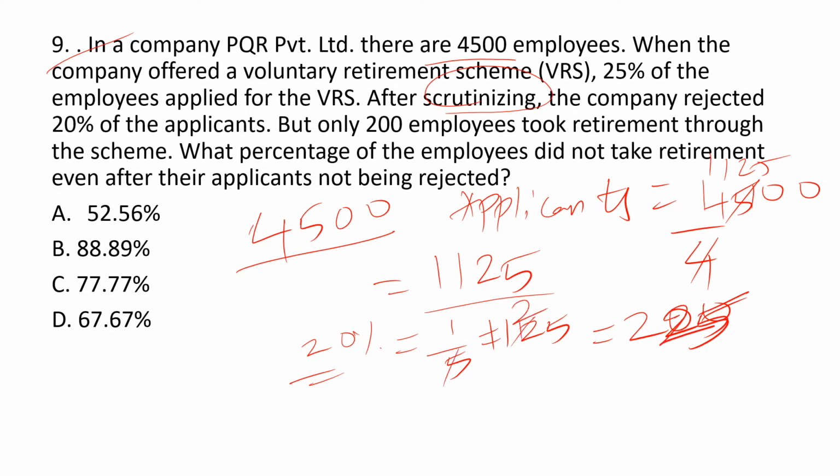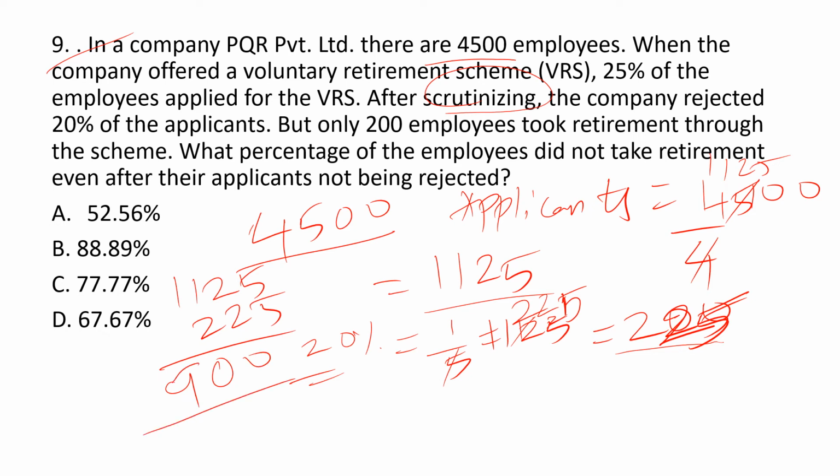5 fives are 25. Yeah. After rejection, it rejected 225 people. So out of 4,500, 1125 applied, and in that 1125, 225 got rejected, and we are left with only 900. But all these 900 did not take the retirement. Only 200 among them had taken.